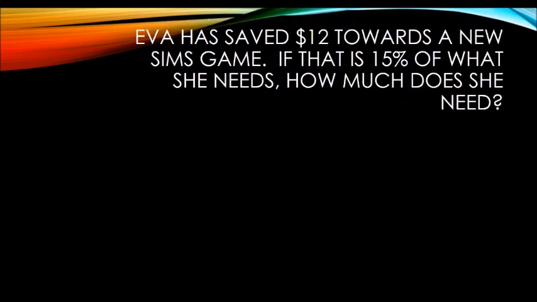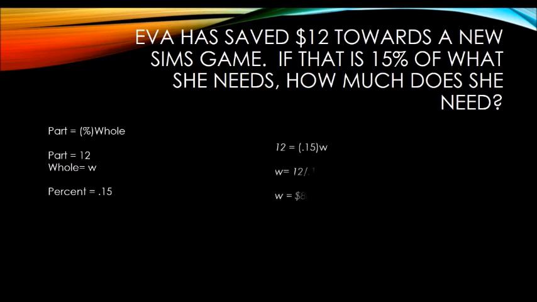Here we have it. Eva has saved $12 towards a new Sims game. If that is 15% of what she needs, how much does she need before she can go get the game? So again, 12 is the part. We do not know the whole price. We do know that 12 represents 15%. So we're going to set it up like this. 12 equals 15 hundredths W. To get W, we're going to do 12 divided by 15 hundredths, and then we get W is $80.